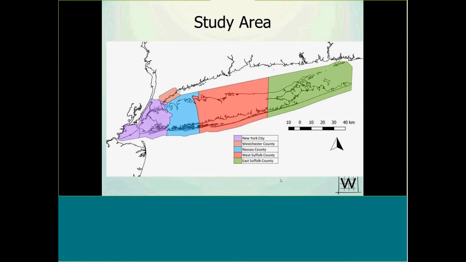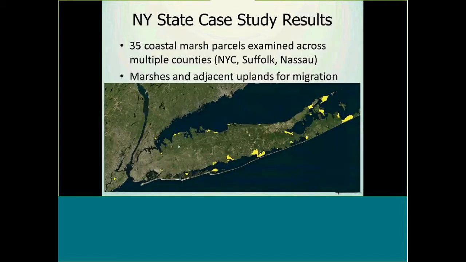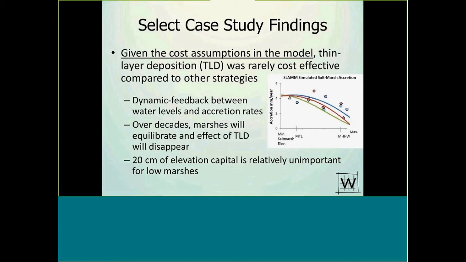The study area that we considered was all of coastal New York, with the exception of the Hudson Valley. And we have 3 different case studies that we put together for different counties, and we ended up looking at 35 coastal marsh parcels overall across those. So to jump to some of our most significant case study findings.